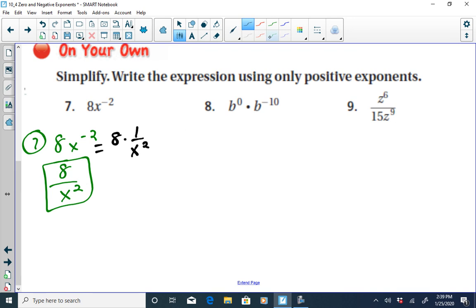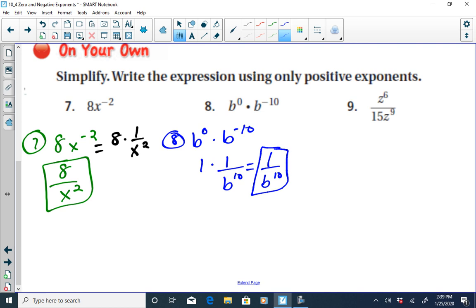All right. Problem 8. b to the 0 times b to the negative 10. We know b to the 0 is 1 times 1 over b to the 10th. 1 times 1 is 1, so that's going to be 1 over b to the 10th power here.